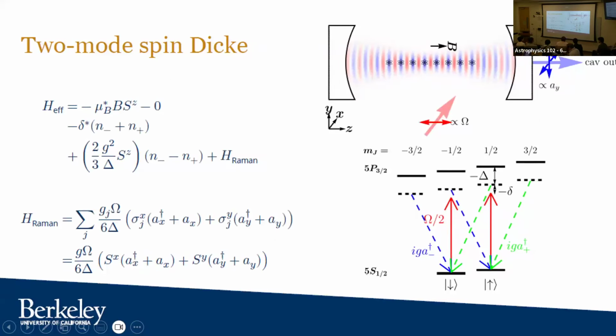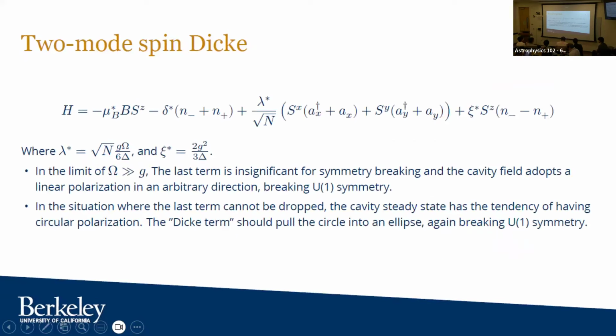I will skip all the theory because I don't have 10 minutes. And this effectively breaks the U1 symmetry instead of the C2 symmetry, which we can call a two-mode behavior.